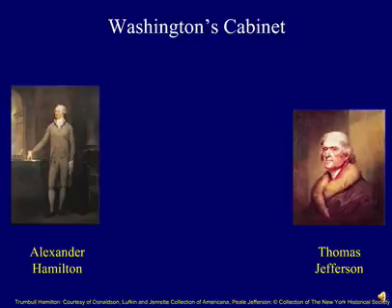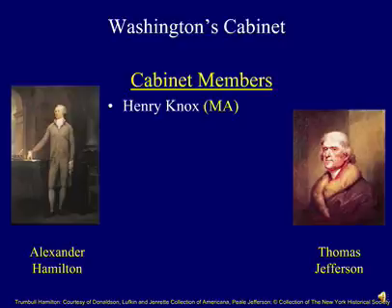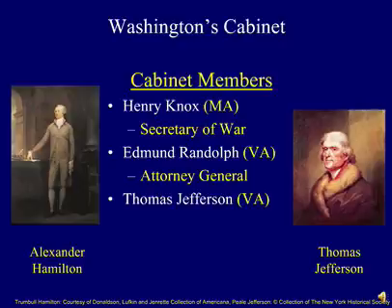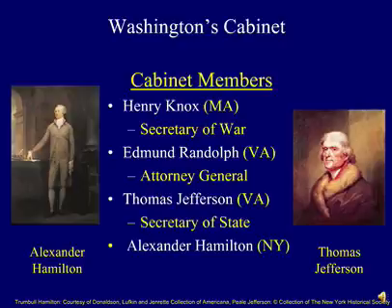One precedent set by Washington dealt with his cabinet, the president's most important set of advisors. He chose 4 individuals from different parts of the nation to lead the most important executive departments. Henry Knox, from Massachusetts, was named Secretary of War. Fellow Virginians Edmund Randolph and Thomas Jefferson were named Attorney General and Secretary of State. And from New York, Alexander Hamilton became the first Treasury Secretary. Jefferson and Hamilton were probably the leading members of Washington's cabinet.